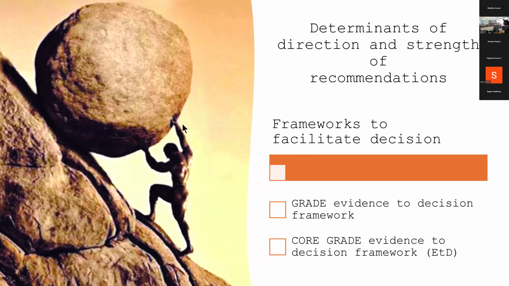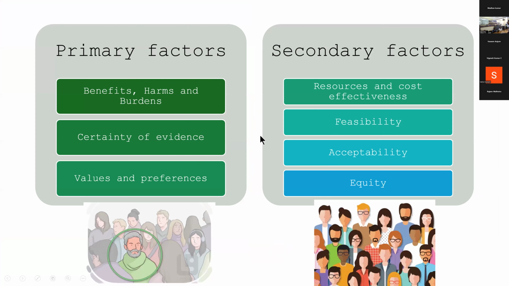The next important thing is, what actually determines your direction and strength of recommendations? To facilitate this decision making, you have frameworks called the evidence to decision framework. You have the GRADE and you have the CO-GRADE framework. The primary factors which guideline developers use are the benefits, harms, and burdens, the certainty of evidence, as well as the values and preferences. This is looking at an individual patient perspective. But you must also consider population perspectives. That is your resources and cost effectiveness, the feasibility, the acceptability, as well as the equity.